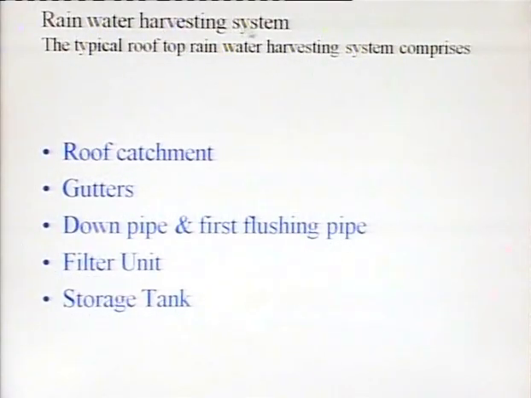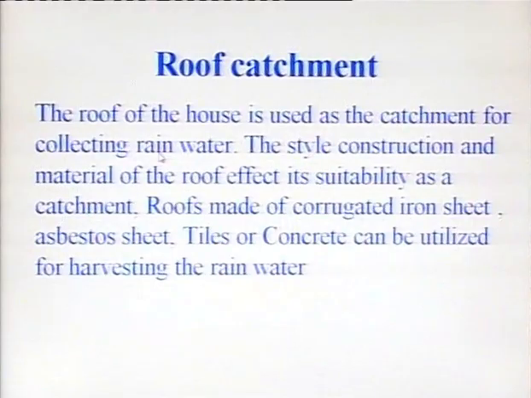A rainwater harvesting system consists of many components. First is the roof catchment, the catchment of water on the roofs, then gutters, downpipes, filter units and the storage tank. So these are the components of rainwater harvesting. First is roof catchment, that means the catchment for collecting rainwater. Tiles or concrete can be utilized for harvesting the rainwater.